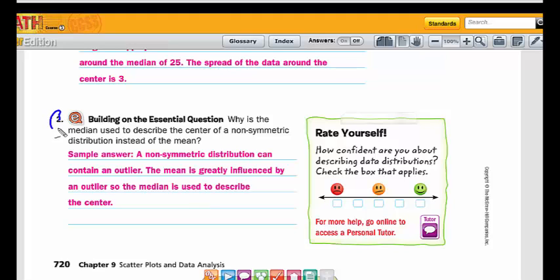And lastly, number 2, why is the median used to describe the center of a non-symmetric distribution instead of the mean? A non-symmetric distribution can contain an outlier. The mean is greatly influenced by an outlier, so the median is used to describe the center.